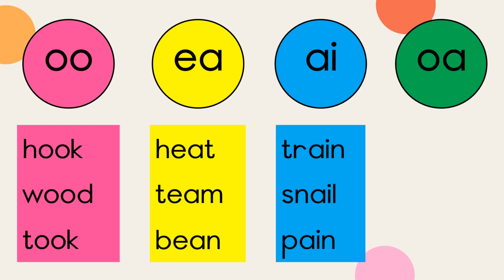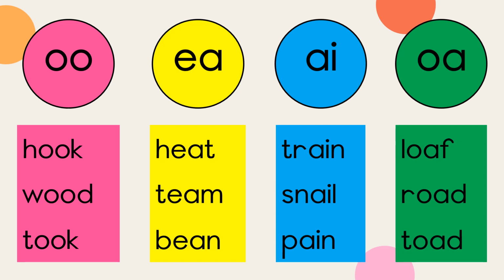R-A-N, train. S-N-A-L, snail. P-A-N, pain. Train, snail, pain. L-O-F, loaf. R-O-D, road. T-O-D, toad. Loaf, road, toad.